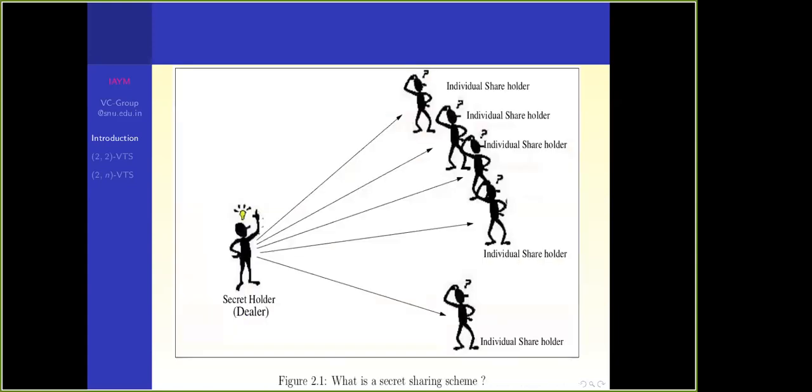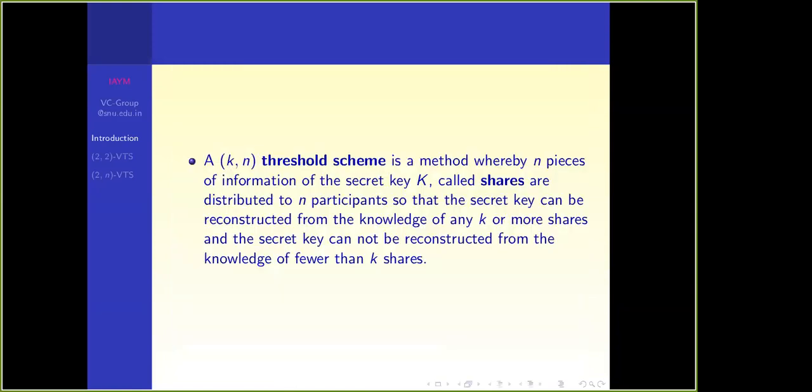So this is the picture. There is a dealer, and that dealer will give an individual share to each shareholder. Is it okay, Shruti, till now? Yes, sir. I have not told you the mechanism, but I said that it goes like this. Actually, how the shares are given and why they cannot get it alone, that we need to see now.